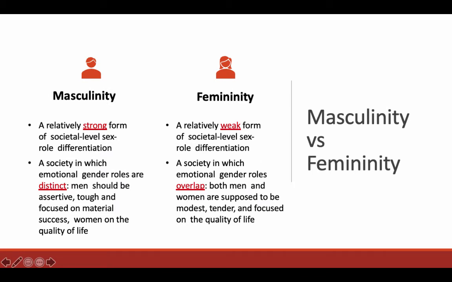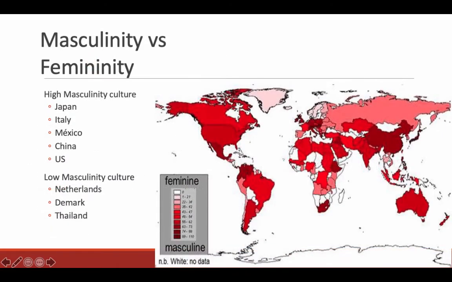A lot of cultures are based on collectivism. Now, masculine and feminine, and we're not talking about gender identity. We're talking about a country, a culture. Masculinity is considered strong sex role differentiation, meaning there are distinct gender roles. A feminine culture has a weaker form of sex role differentiation, meaning there's less differentiation and more gender roles overlapping rather than being different. Those considered more masculine are Japan, Italy, Mexico, China, and the US, and those considered low masculine cultures are the Netherlands, Denmark, and Thailand. So you can see the reference.